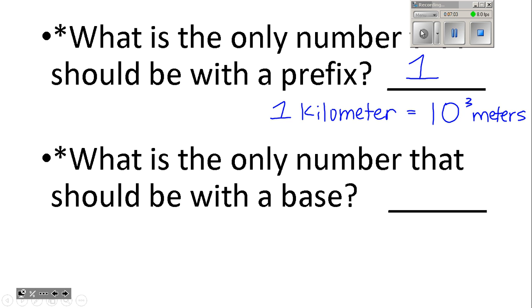Okay. What is the only number that should be with the base? That should be where our power of 10 comes into play. The only number we'll ever put with our base unit is 10 to some power. How do we know what that number is for the power? We have to go back and we have to look at that prefix to determine what that actual power is.